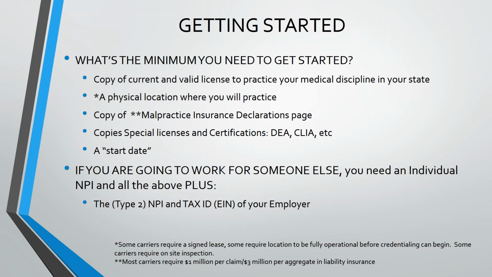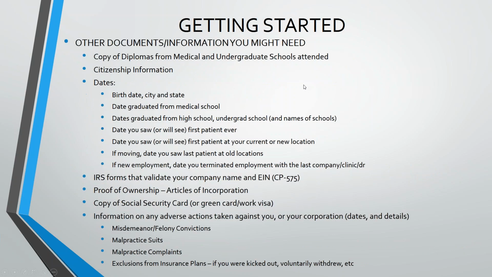If you're going to go work for someone else, you're going to need an individual NPI and all of the information that I just gave you above, plus you're going to need to know the Type 2 NPI and tax ID of your employer. So if you're looking to add yourself to an employer's already existing credentialing, that's the information that you're going to need either as a credentialing specialist or as a new employee.